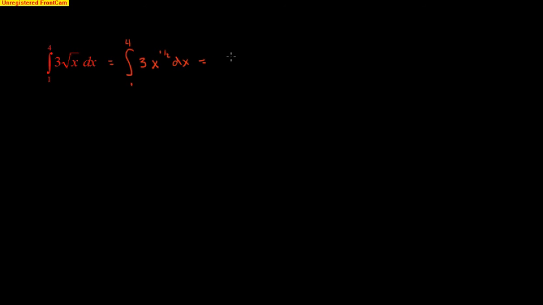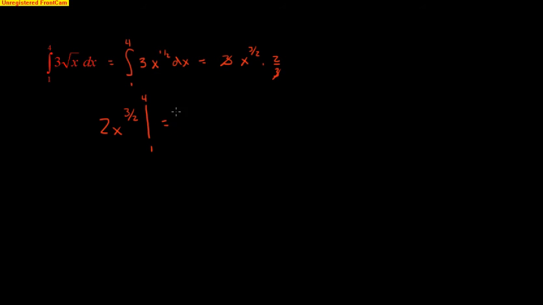Okay, so when I do this, I know I got the 3. Raise the power by 1, so that's x to the 3/2. Dividing by 3/2 is the same as multiplying by 2/3. So as you can see here, the 3's will cancel. So we'll wind up with 2x to the 3/2, and this is going from 1 to 4.